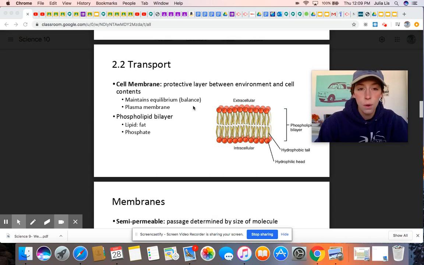Hey guys, so we are looking at section 2. We're going to talk about transport, so how things move inside and outside of the cell. So, looking at the cell membrane.